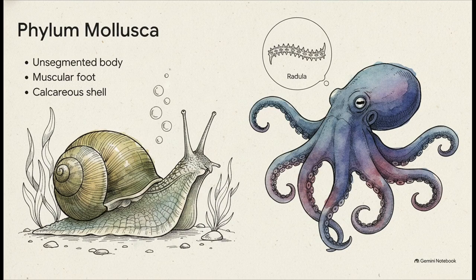Coming in at a very respectable number 2 is phylum Mollusca, the second largest animal phylum. Unlike the segmented arthropods we just looked at, mollusks have unsegmented bodies that are divided into a distinct head, a muscular foot, and a visceral hump. And they are incredibly unique. A soft, spongy skin forms a mantle over that hump, which often secretes a hard, protective, calcareous shell. Just think of snails or oysters. And for feeding, many of them use this fascinating file-like rasping organ called a radula. From giant octopuses to tiny apple snails, their anatomy is just an absolute marvel.